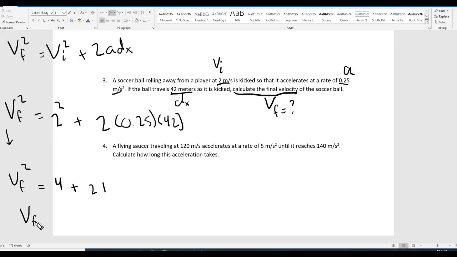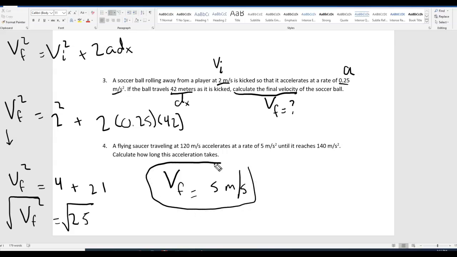Which means vf squared is going to be equal to 4 plus 21, which is 25. And I don't want vf squared, I want vf. And so I need to undo the square right here. The opposite of square is square root. Okay, so I'm going to square root both sides, and you should get vf equals the square root of 25, which is 5 meters per second.